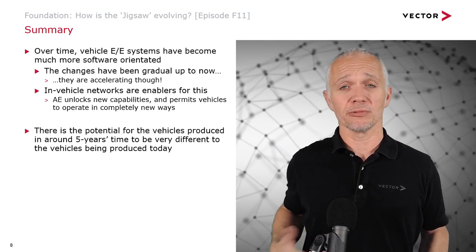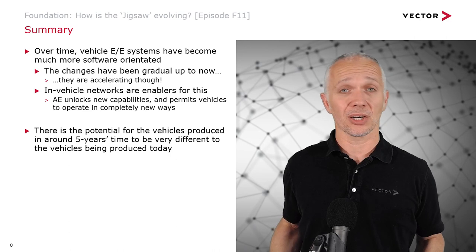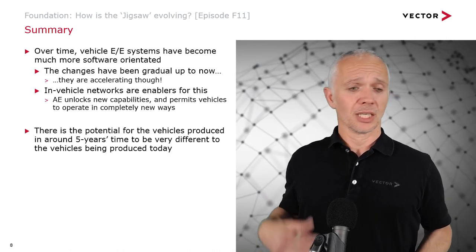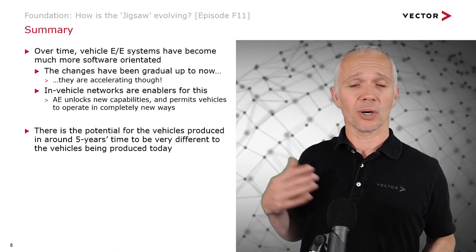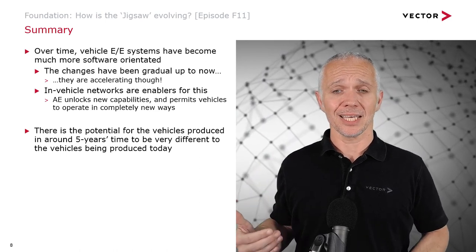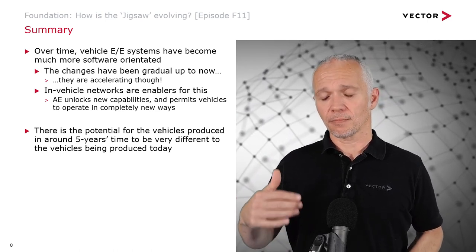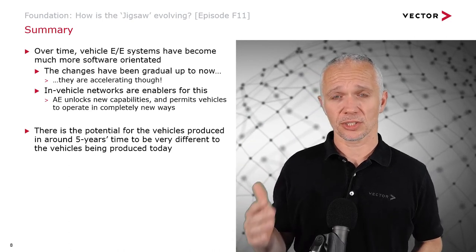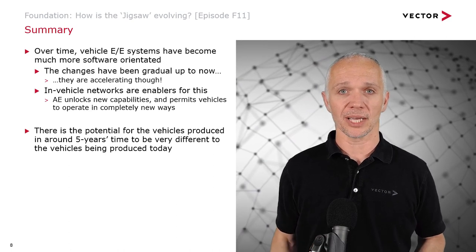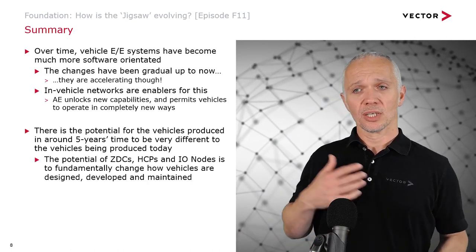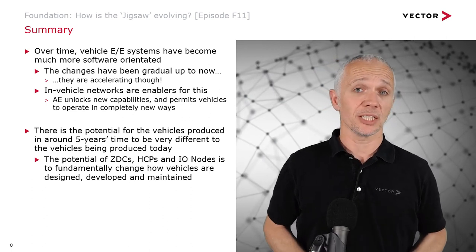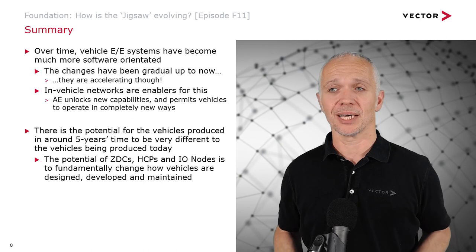There is the potential for vehicles produced in around 5 years' time to be radically different to the vehicles being produced today. Some people say that the vehicles we'll be buying in maybe 5 years' time will be as different to the vehicles we buy today as cars are to horses and carts. Such a huge change in the kind of thing that we'll be buying and what it's able to do. The potential of zone domain controllers, HCPs and I/O nodes is therefore to fundamentally change how vehicles are designed, developed and maintained.